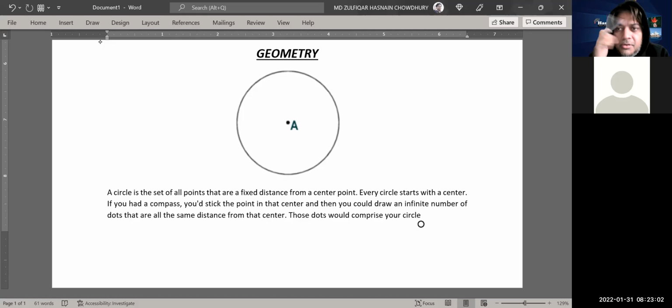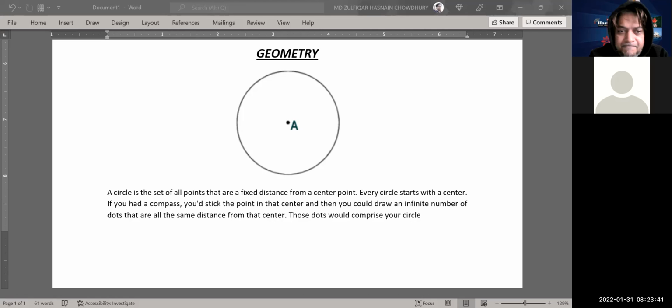So what is a circle? A circle is a set of points, a group of dots that are equally distant from a fixed point, which we call center. Okay. So we have learned what is a circle. We come to know that it has two basic things. One is center, the other is circumference.